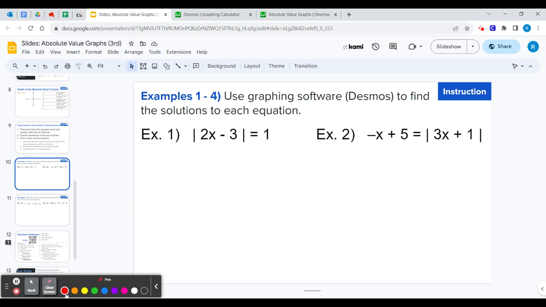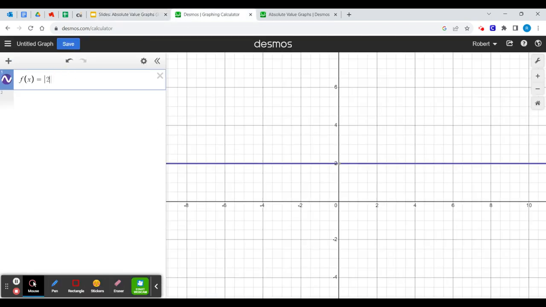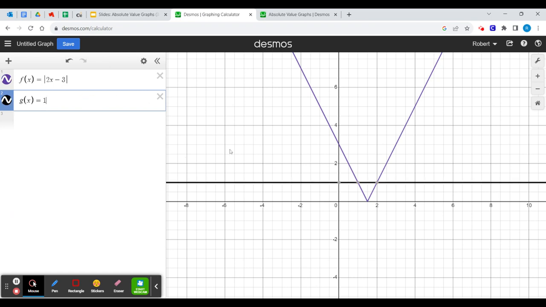First thing I'm going to do is treat one part of my equation. I'm going to call that f of x, and that'll be the first thing I graph. Second thing I graph is that other side of the equation. I'm going to call that g of x. Okay, then we're going to go into our Desmos software. We'll put my f of x in. That was, we said, the absolute value of 2x minus 3. And we said our g of x was 1, I believe. Yep, g of x is 1.